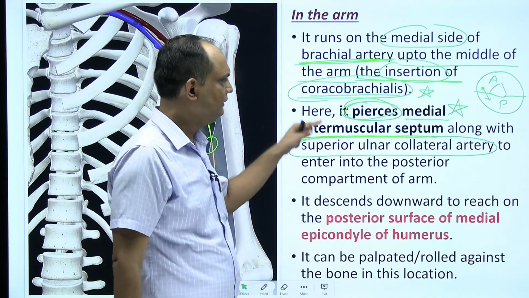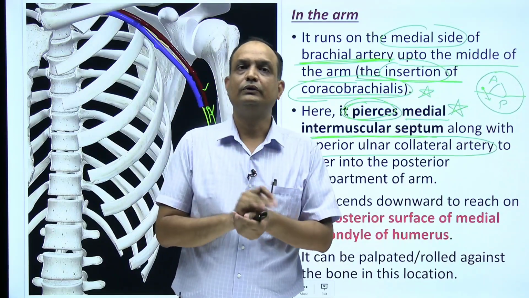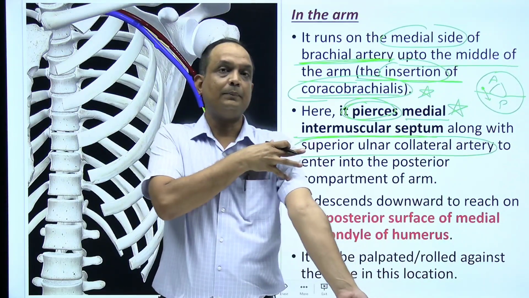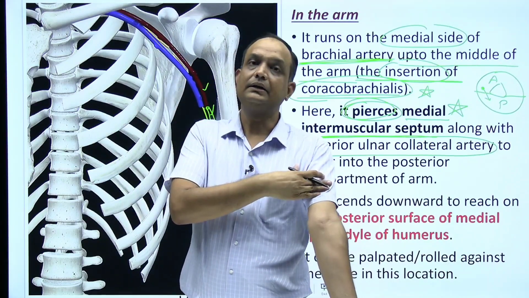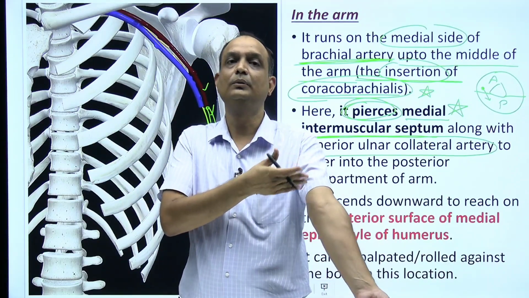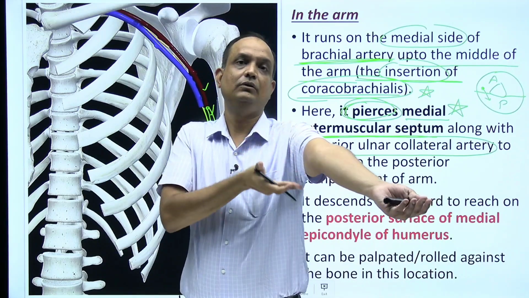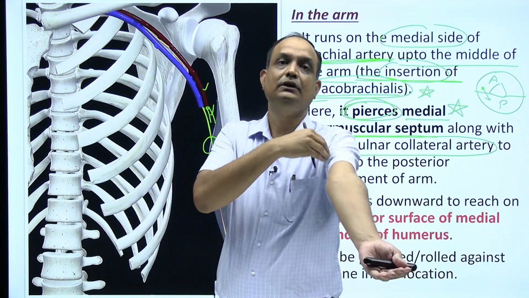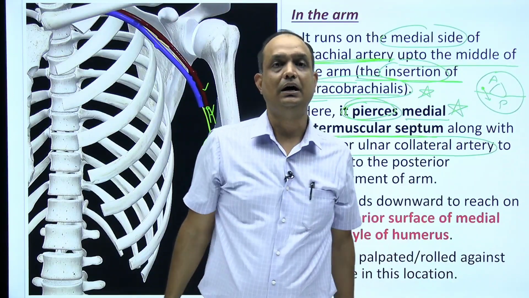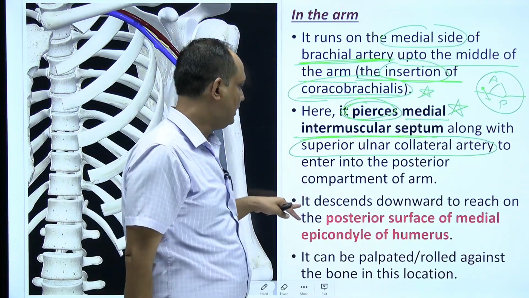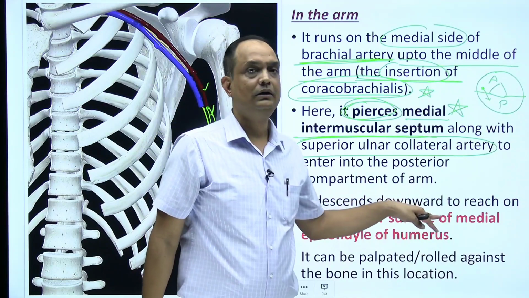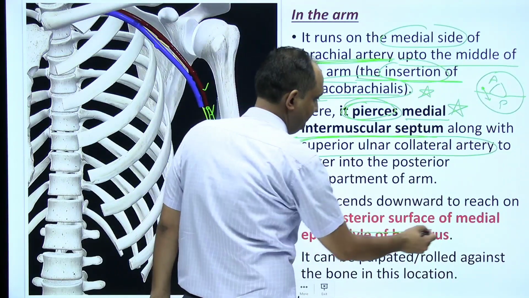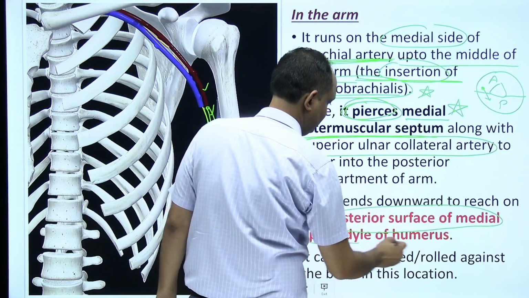So, when you are reading the course of the ulnar nerve in the arm, you will realize that in the upper part of the arm it is in the anterior compartment, but in the lower part of the arm the nerve is now present in the posterior compartment, though it is along the medial border of the arm only. Now, it descends downward to reach the posterior surface of the medial epicondyle of the humerus.